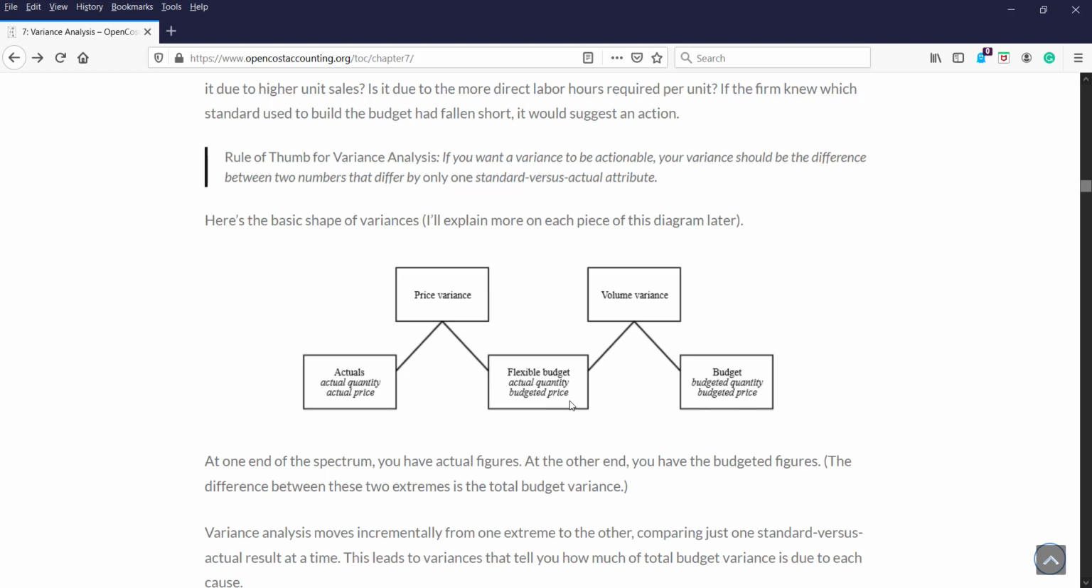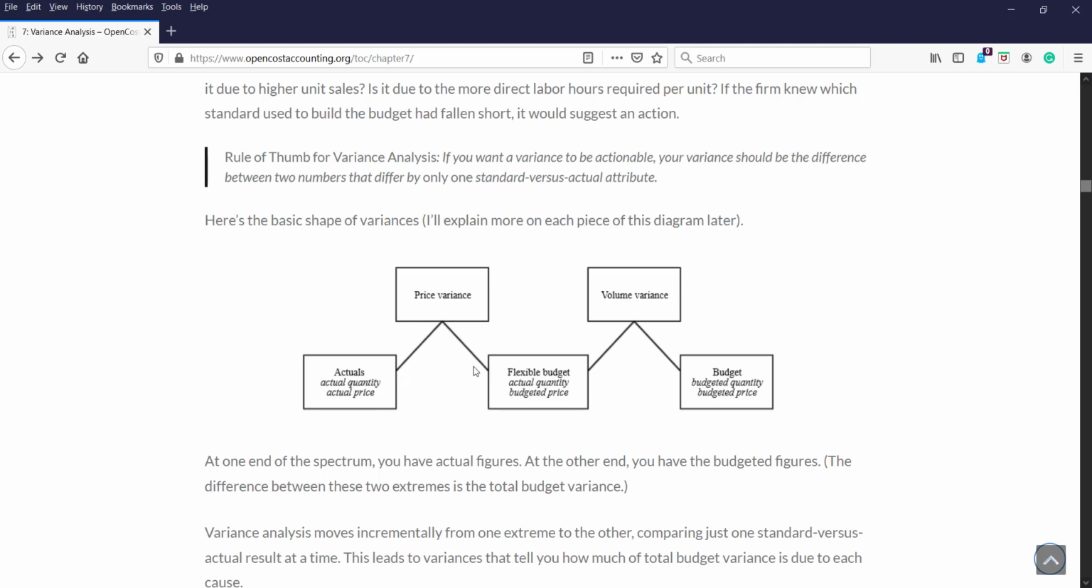Now right here, we're holding price constant. We don't care. We don't want the price to be what we look at when the difference between these two. We want the quantity to be the difference, so we vary only the quantity. We hold price constant and vary the quantity. Actual quantity over here on the left and budgeted quantity over here on the right. And so because quantity is what's differing, the volume over here is what the difference is going to represent, volume variance.